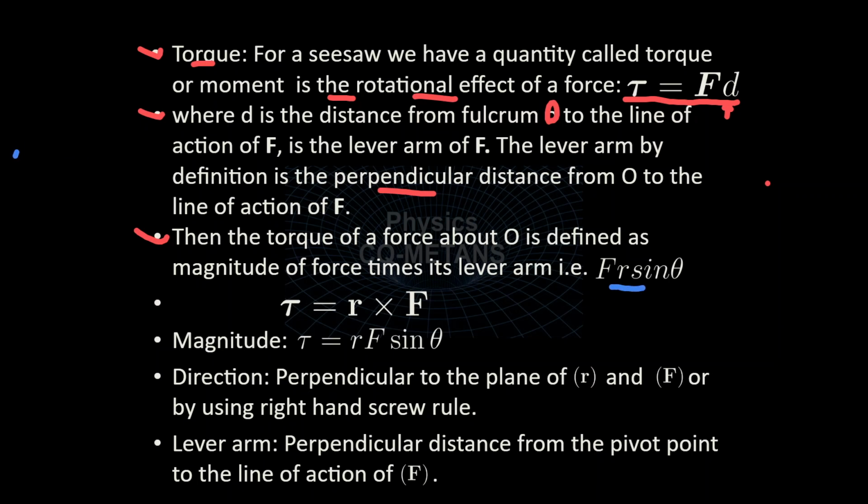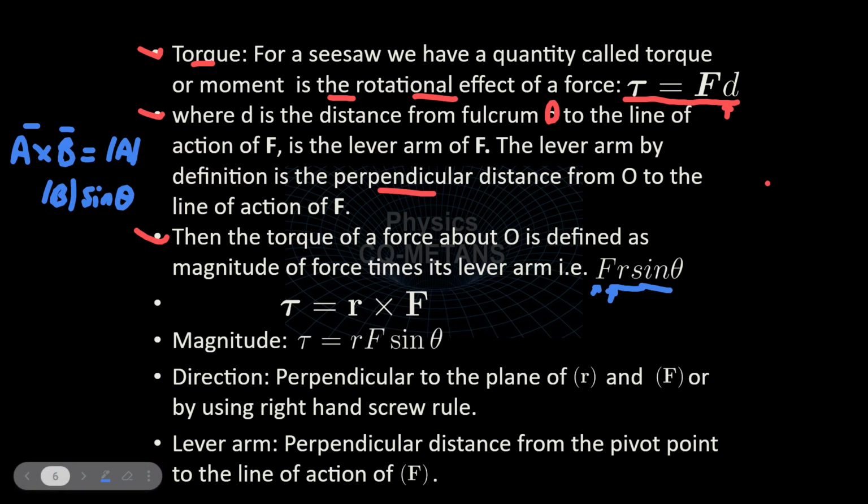Now let me remind you, A cross B vector can be written as modulus of A, modulus of B into sine of theta. So here also we have the component of force F times R into the sine of the angle between them. This looks somewhat similar to this. So I can write this F R sine theta as the cross product, that is R cross F. So this is the formula for torque. This is how we'll land up with the formula of torque.